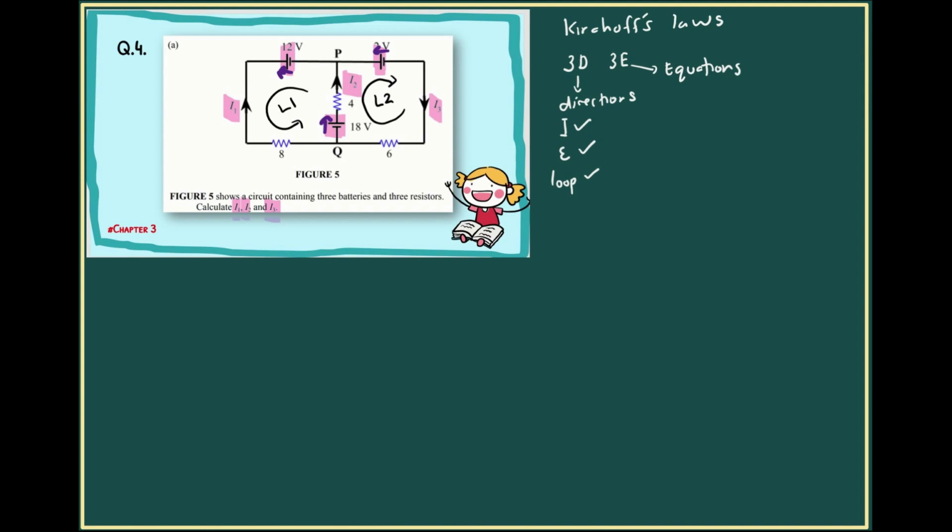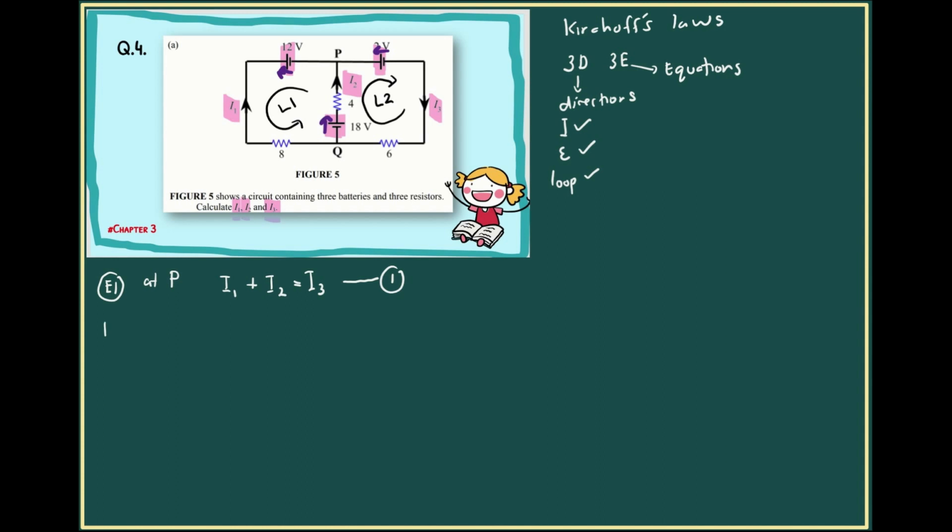clockwise. So to get the 3 equations, the first one we are applying is the junction law. The first equation, E1, is from the junction rule. If we choose the point at junction P, current I1 is entering the junction, plus I2 is also entering the junction, and I3 is leaving the junction. So this is your first equation.